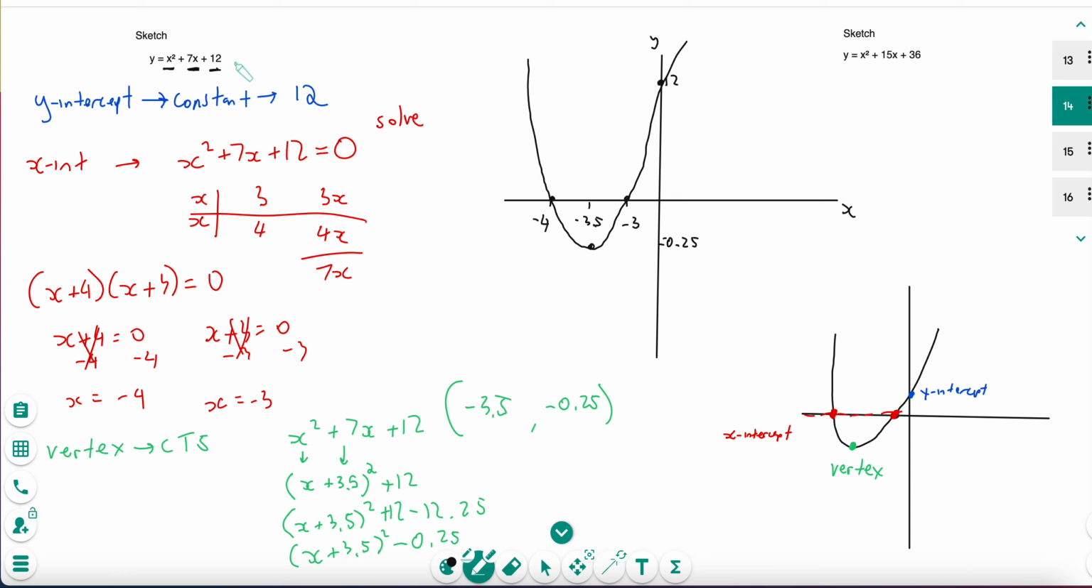So the y-intercept is always the constant. For the x-intercept, you get your equation, set it equal to 0 and solve it. Since it's a quadratic, you have to solve it by factorizing. And to find the vertex, you complete the square. Next page.